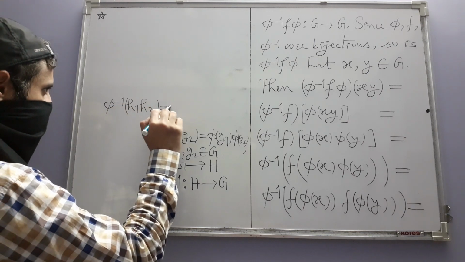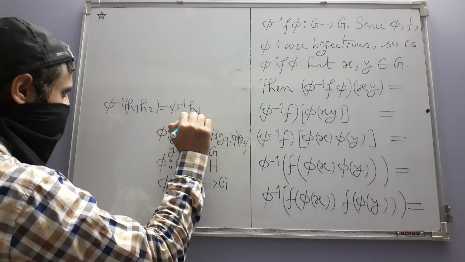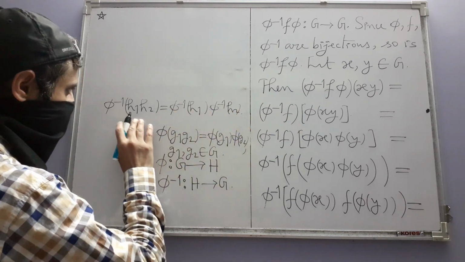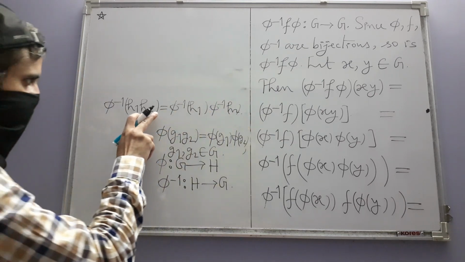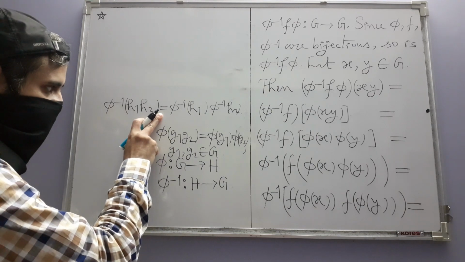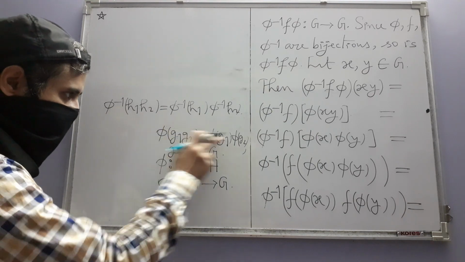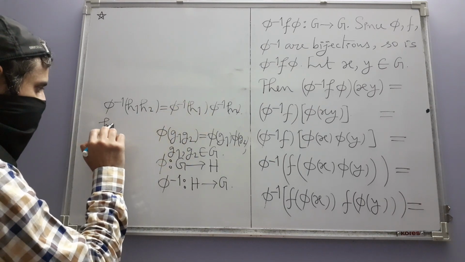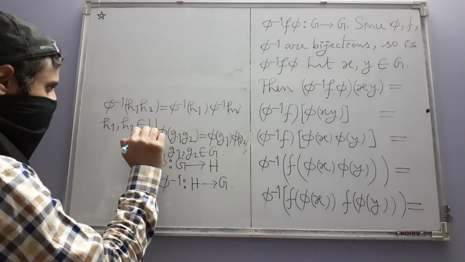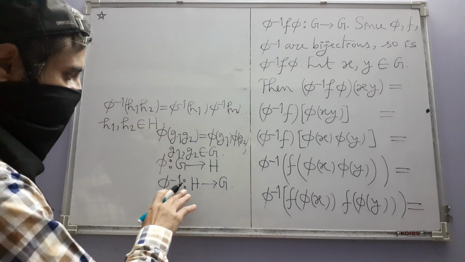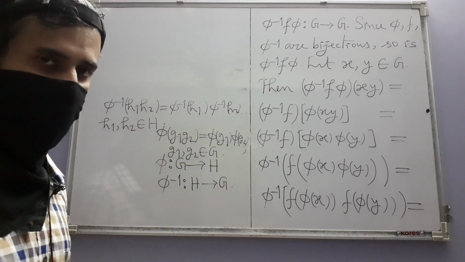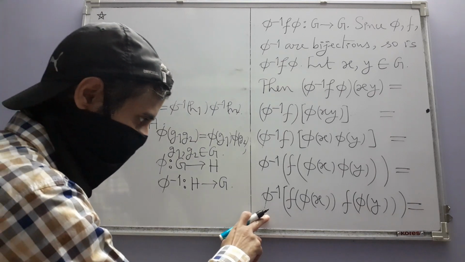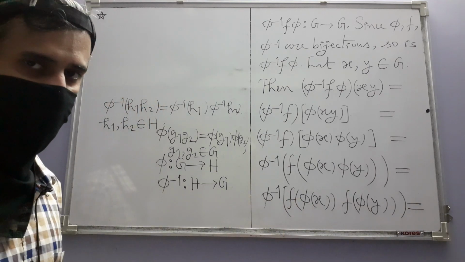For H1, H2, phi inverse of H1 times H2 is phi inverse of H1 times phi inverse of H2. It does not take too much effort to establish this fact from the fact that phi satisfies this. And here, of course, H1 and H2 are coming from H. Now, I am not sure whether this has already been done in the text. If not, then I leave it to you. So that's the thing we are going to use here in the next step.